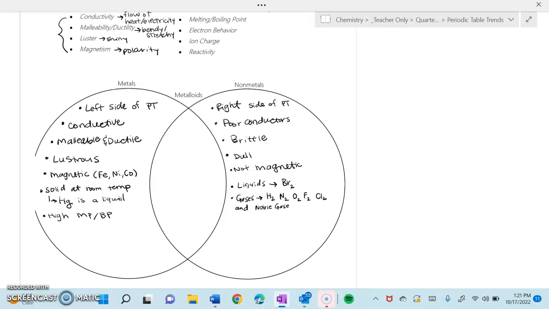It's in their name. They're all gases. All of the elements in group 18. That would be helium, neon, xenon, krypton, all of those in group 18. And then we have solids. Those are all the rest of the nonmetals.